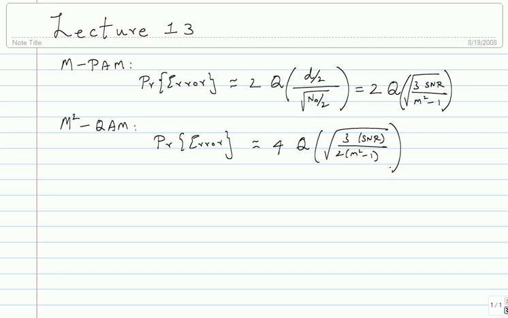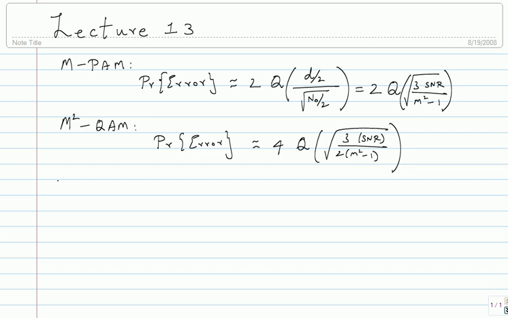So M squared QAM is nothing but 2 MPAMs, and it simply worked out as 2 times roughly. So there's a by 2 there. It's a 3 dB penalty you pay for doing that. So that's roughly M squared QAM.